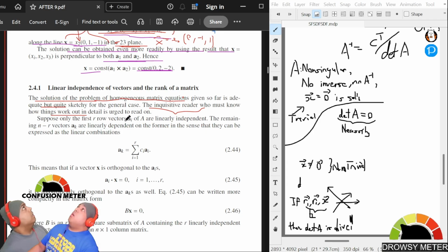Suppose only the first r row vectors ai of A are linearly independent. The remaining n minus r vectors ak are linearly dependent on the former in the sense that they can be expressed as linear combinations, ak equals the sum going from 1 to r of c_i a_i. Yeah, this makes sense. Okay.